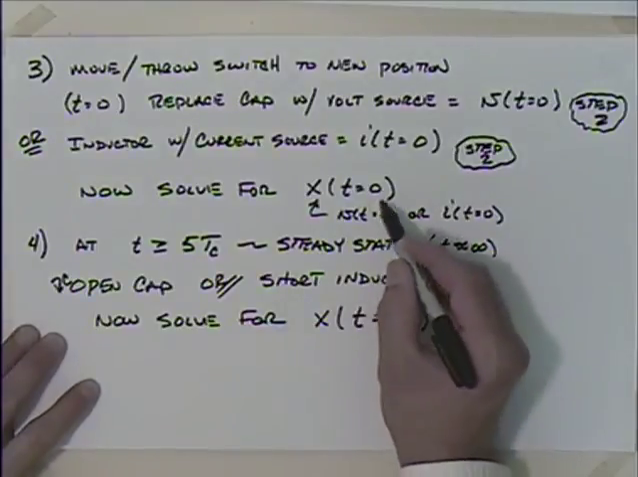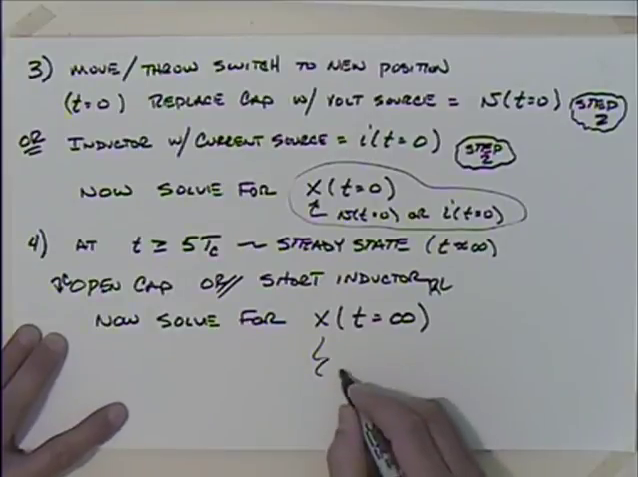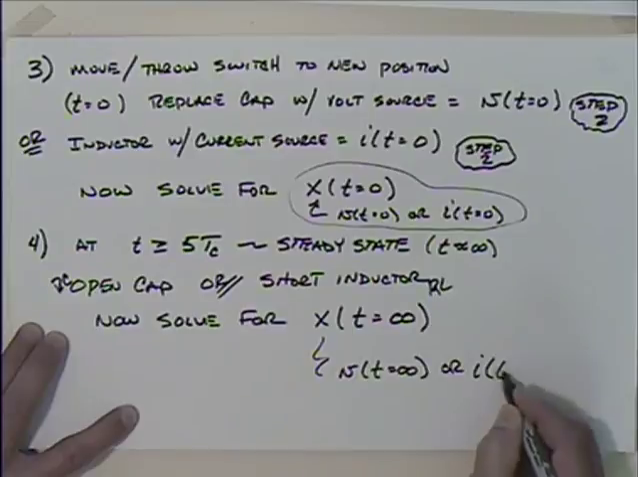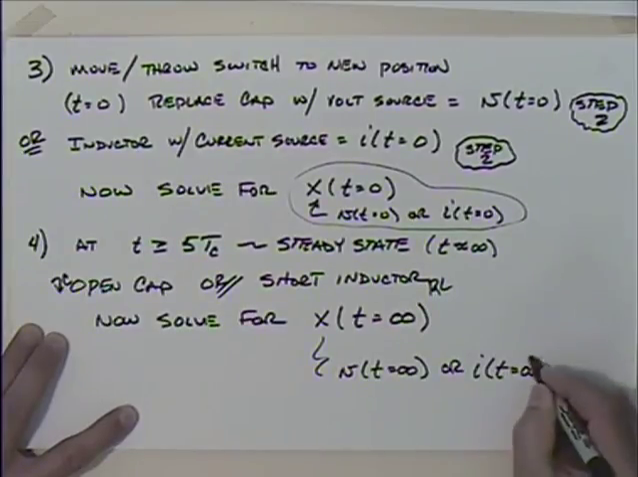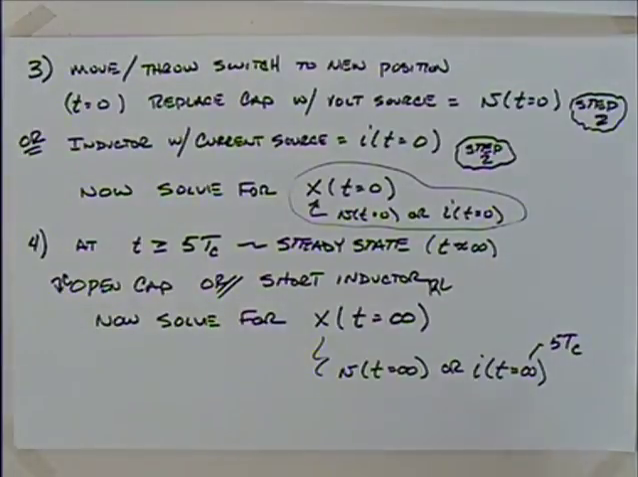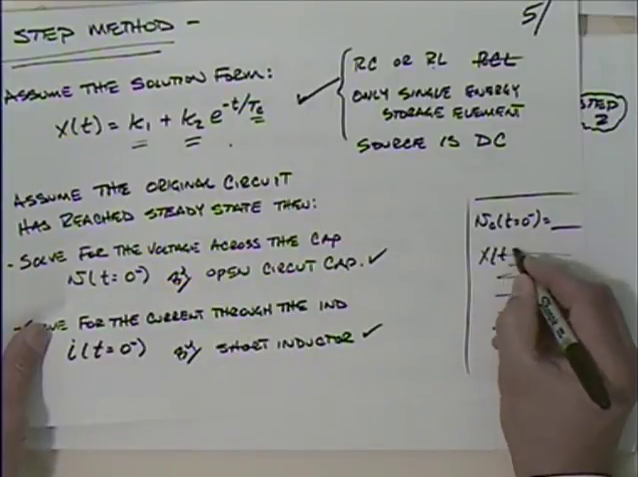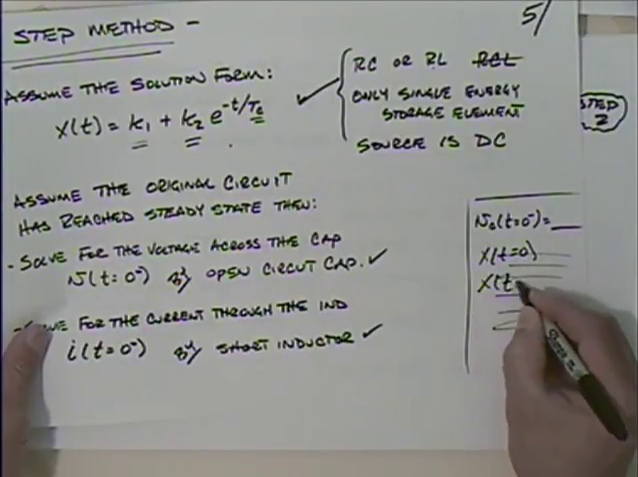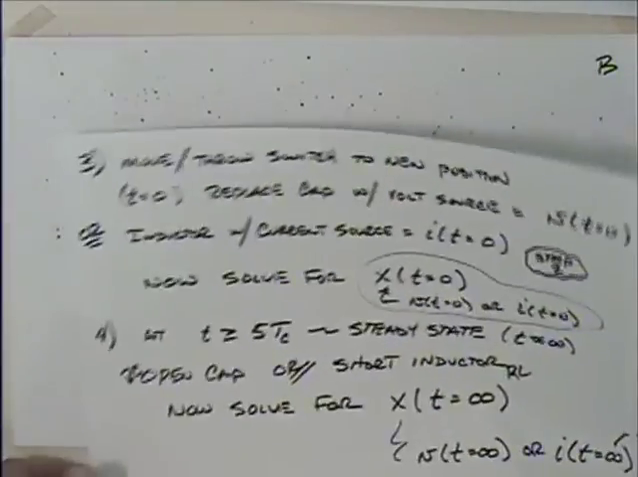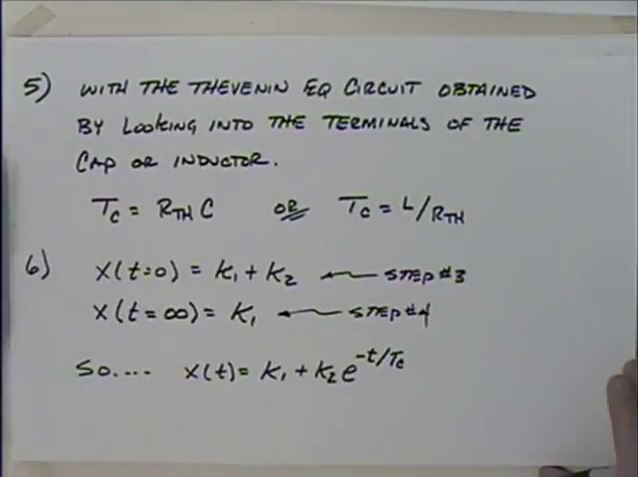So we solve for exactly the same thing that we did up here, but now we're solving for v at t equals infinity or i at t equals infinity. Infinity being, of course, 5 time constants. So you could see now, we got all kinds of things. We've got x at t equals 0. We get x at t equals infinity. Our scorecard's getting longer and longer. So moving on to step number 5. Here's the one.